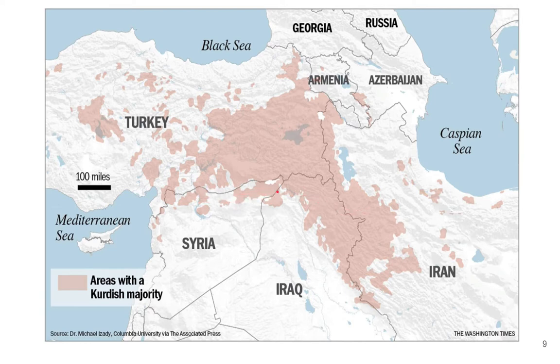So this would be an example in gerrymandering of cracking. If this was a voting group, we've now split them up and diluted their vote. So they're not a majority in Turkey, they're not a majority in Syria, they're not a majority in Iraq, they're not a majority in Iran. So they don't really have any political power in any of these countries.